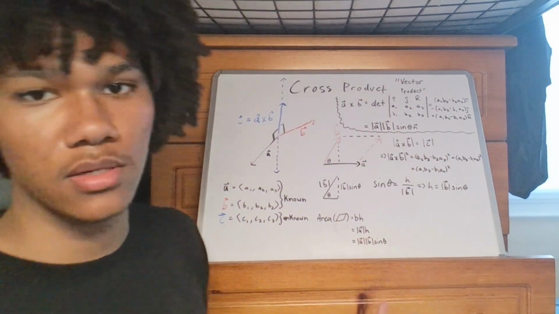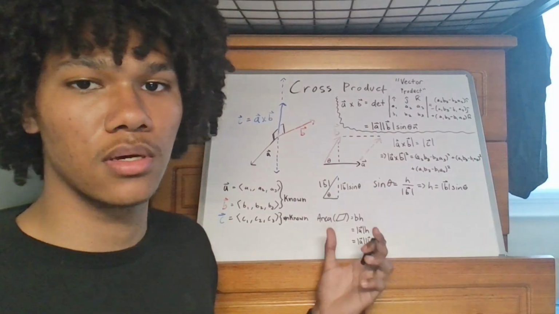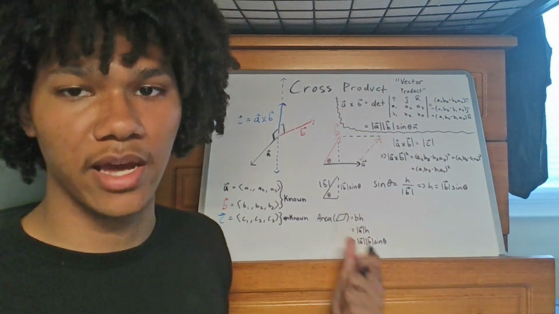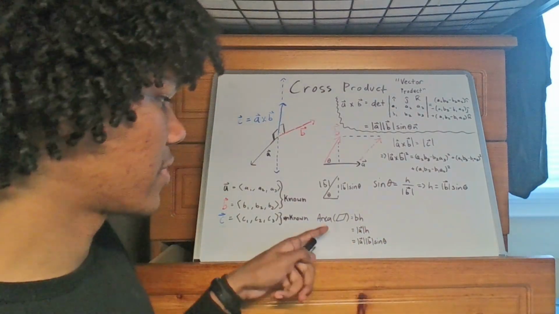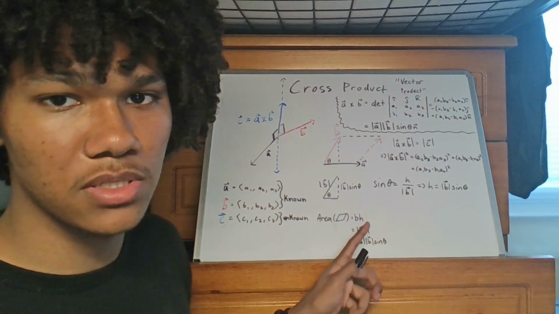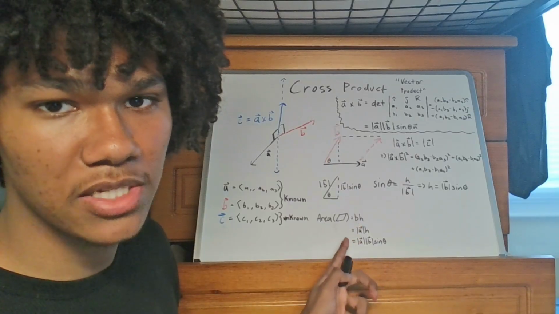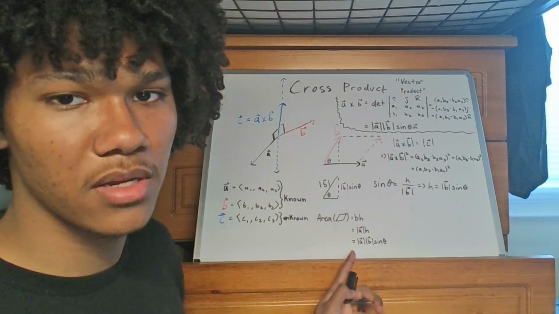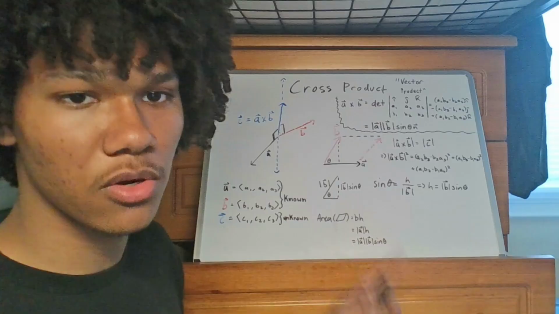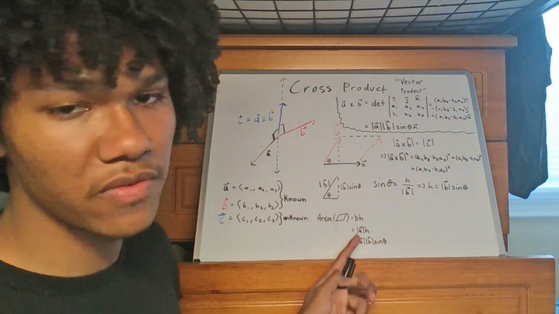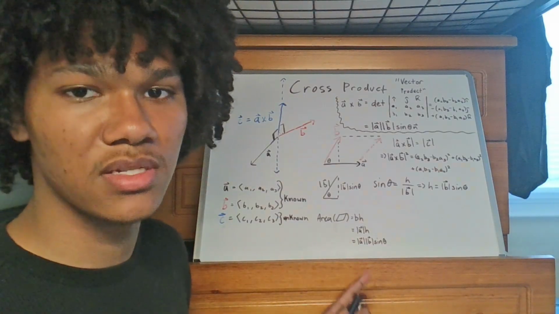So that's our height. Now all we need is to put it back into the area formula: the area of the parallelogram equals base times height. The base is the magnitude of A, and we just found the height, so the total area will be the magnitude of A times the magnitude of B times sine of theta.